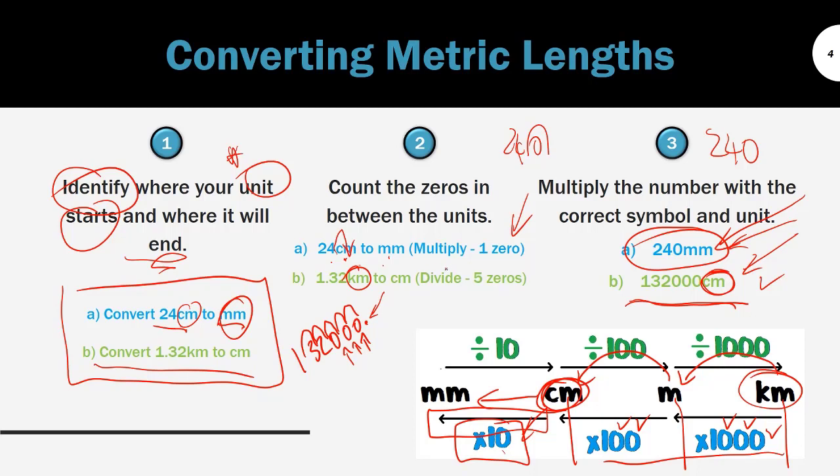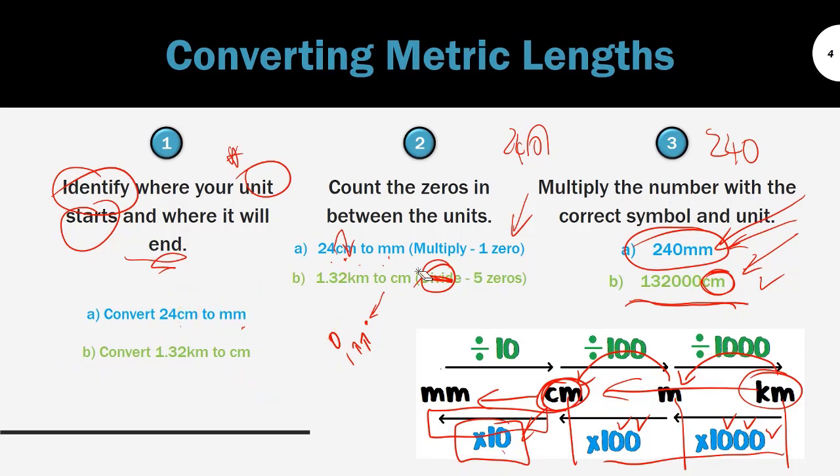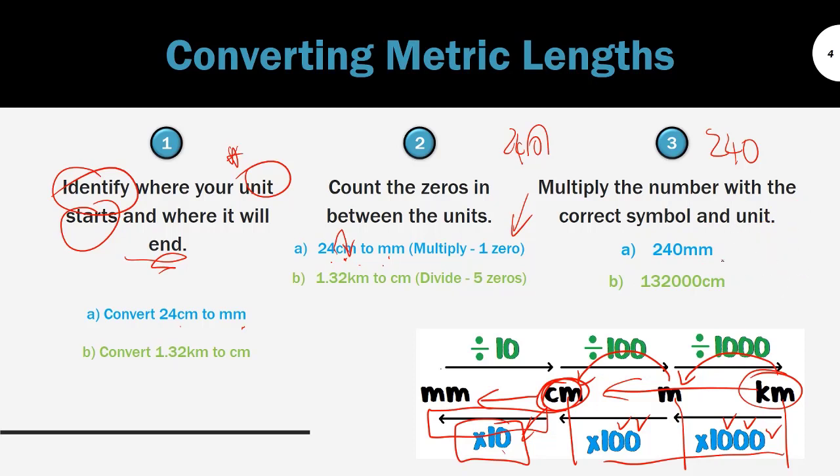Now here I had divide. I don't know why I wrote divide there. That was an error on my behalf. Ignore that. Obviously, that would be multiplied too because we're going from kilometers to centimeters. But let's quickly do an example where I would divide. Okay, so let's do something like this.